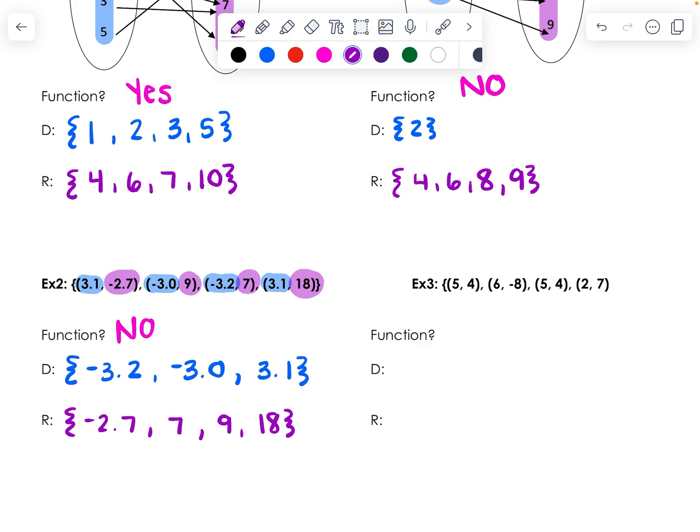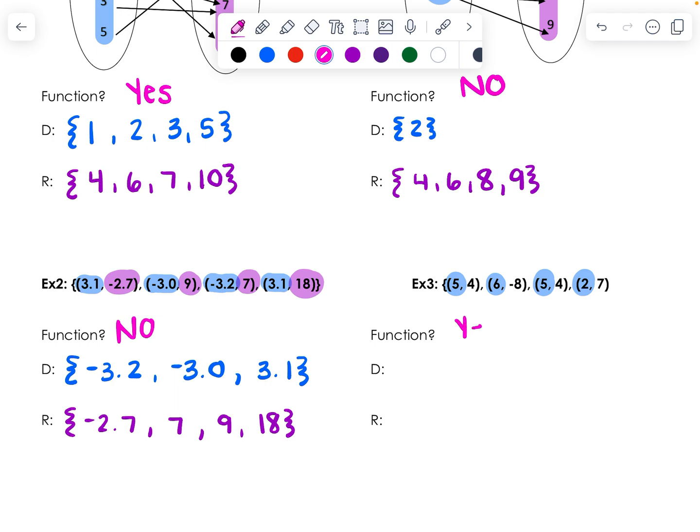All right, let's take a look at this one. So, is this a function? Let's look at our x values. So we have 5, 6, 5, and 2. We do have 2 5s here, but they have the same output. They both have 4 as an output, which means it's the same point. So this is a function.